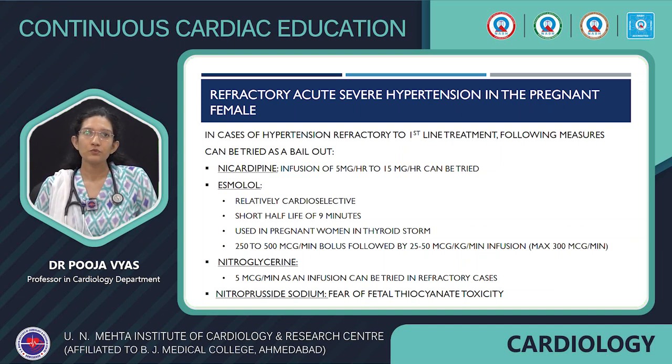The dose which we use in these cases is 250 to 500 microgram per minute bolus, followed by 25 to 50 microgram per kg per minute infusion. IV NTG can also be tried in refractory cases, and even sometimes nitroprusside sodium infusion can be tried, but with the fear of fetal thiocyanate toxicity, we usually don't use IV nitroprusside sodium.